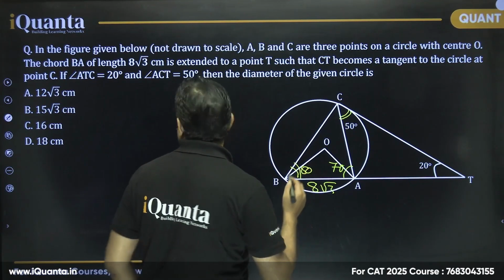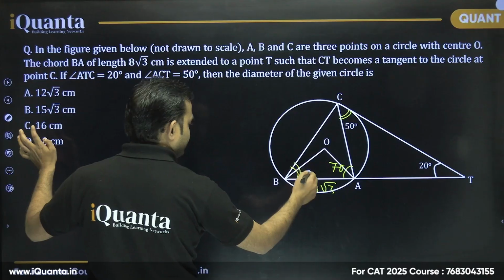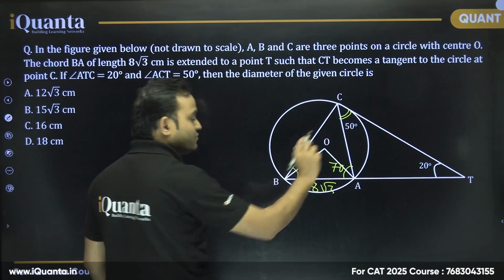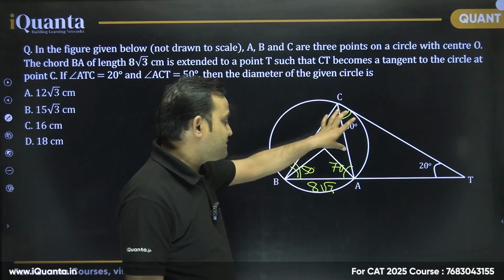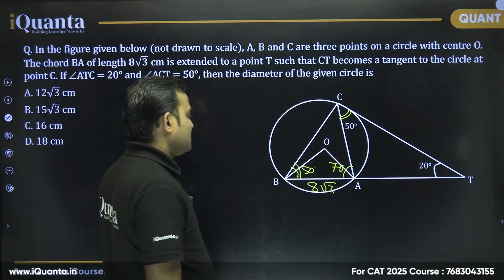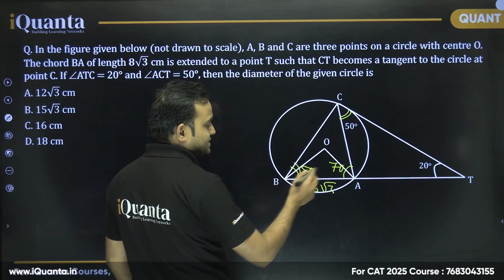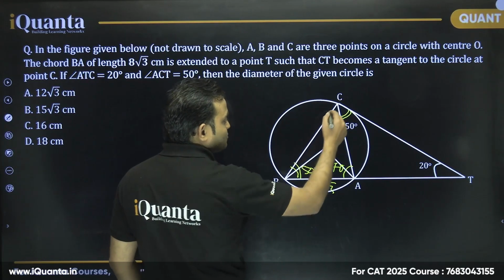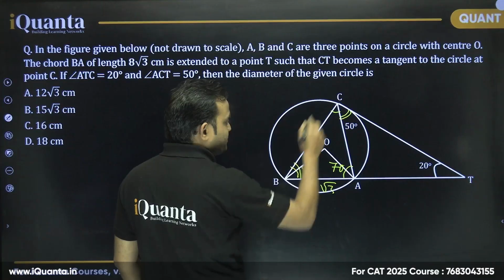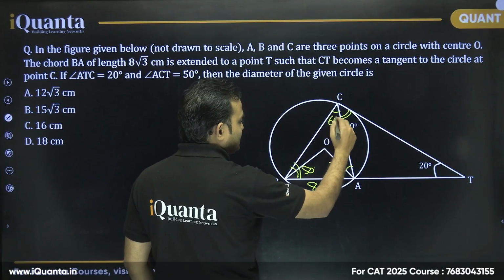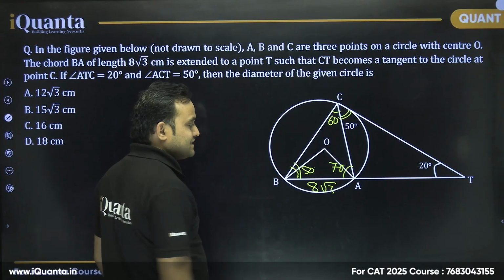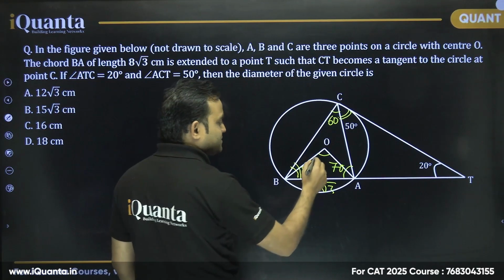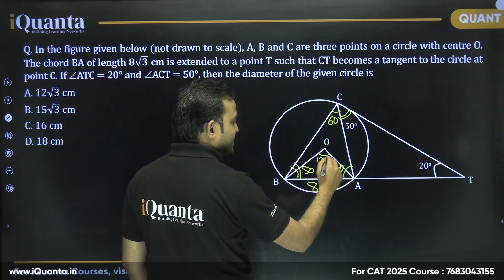If this is 50 degree, the angle made by a chord with the tangent is the same as the angle made by the chord on the major arc. So if this is 50 degree, can we say 70 plus 50 is nothing but 120 degree. So the remaining angle, this angle BCA, will be 60 degree. And if this angle is 60 degree, can I say the angle made at the center must be double of it, which is 120 degree.